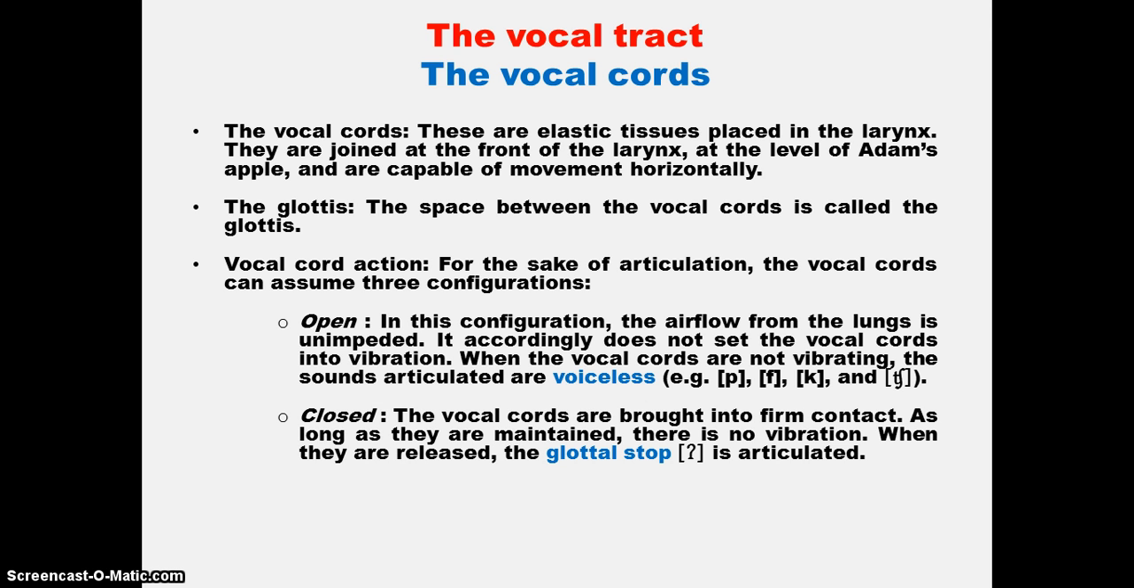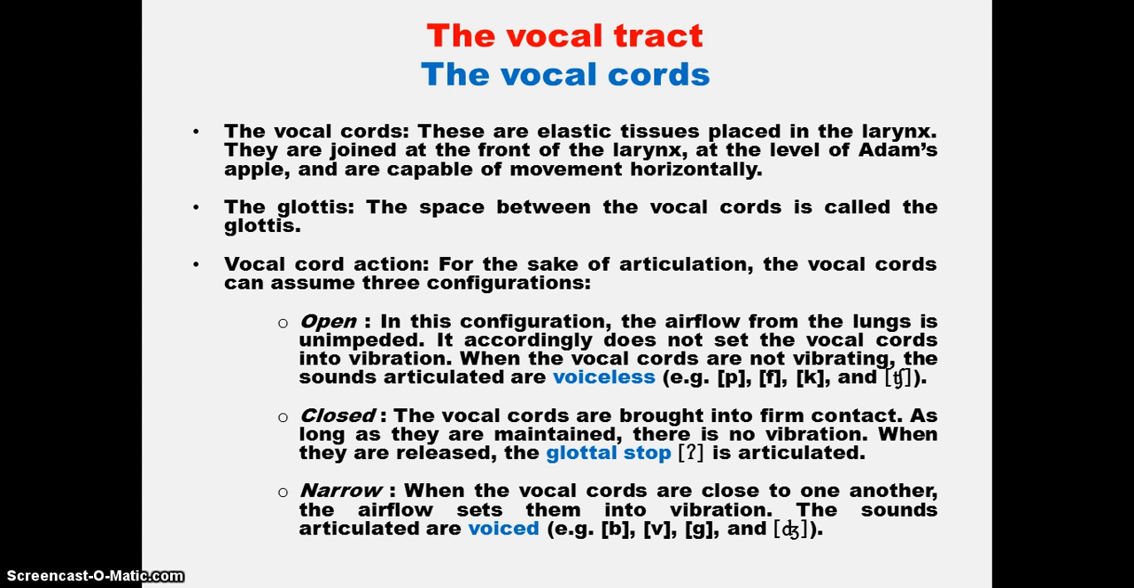The second configuration of the vocal cords is a closed one. The vocal cords are brought into firm contact in this case. As long as they are maintained this way, there is no vibration. When they are released, the glottal stop is articulated.